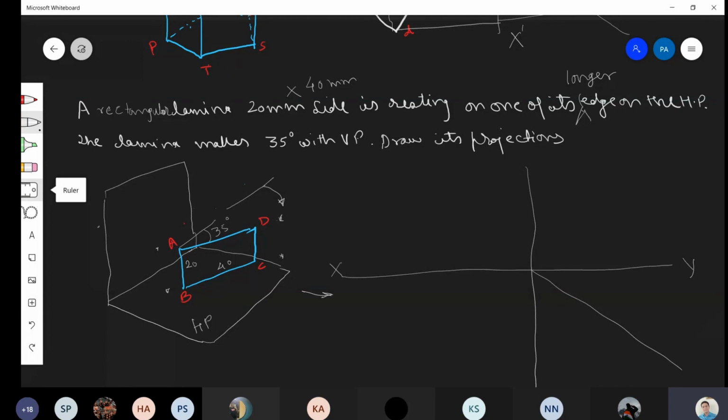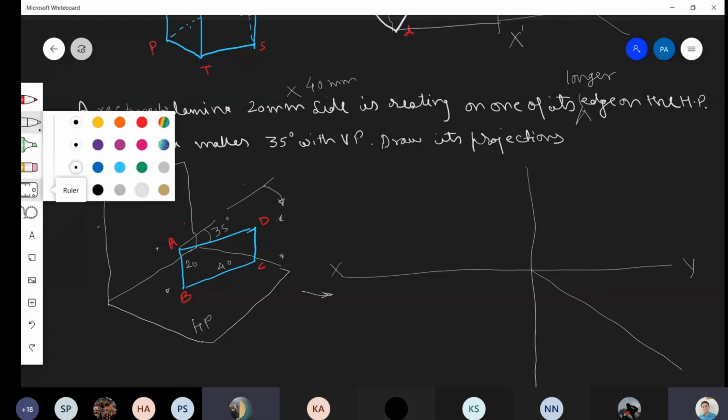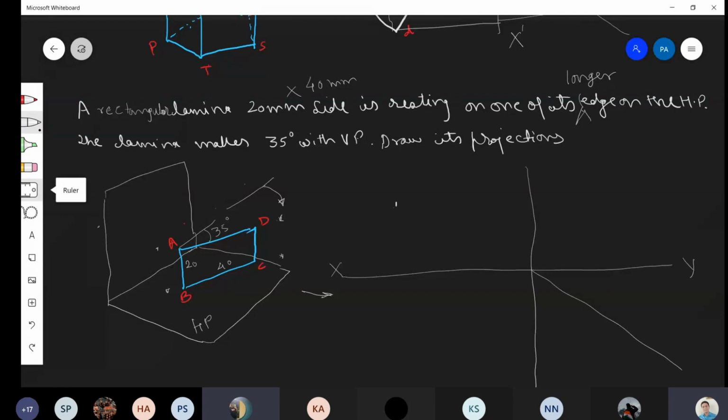So can anyone tell me what will be the front view, what will be the top view? Dimensions of front view, top view. Front will be a rectangle. Okay, front view will be a rectangle. What dimensions can you tell me? Sir, 40 will remain, right, sir? 40 by 20, sir. Okay, 40 by 20. Okay, so this is 40 as you say, and this will be 20.